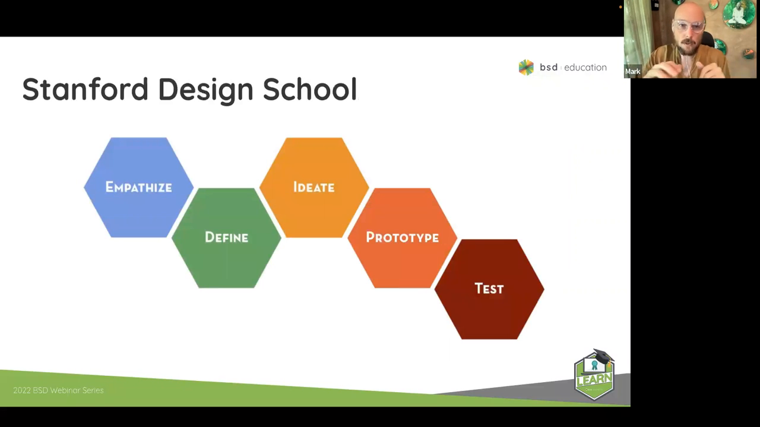So this is an image of Stanford's design school model. You may have seen this version floating around before. If you just Google design thinking and click on images, you're going to see a ton of these images pop up because they've become the most popular, especially in the field of education.